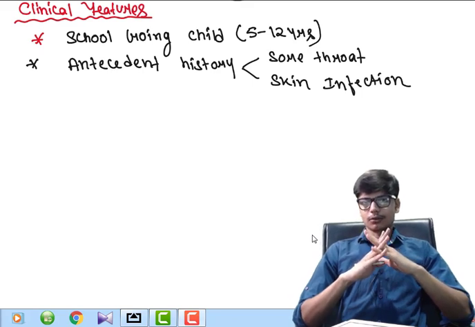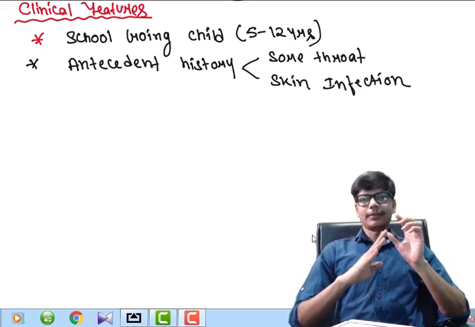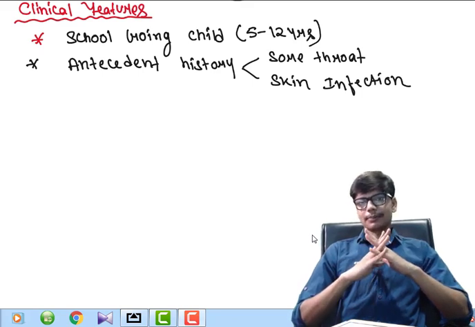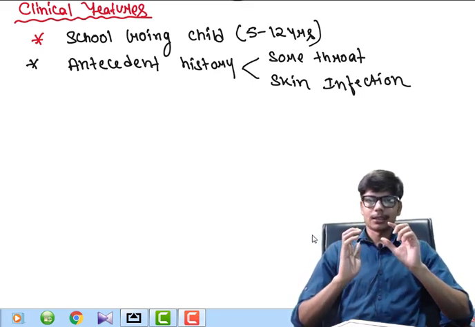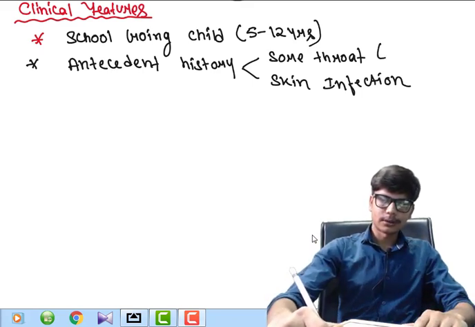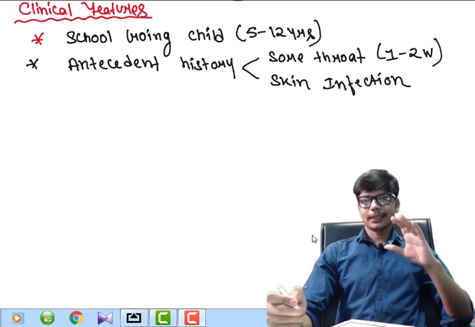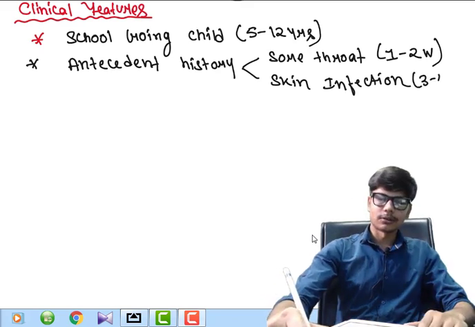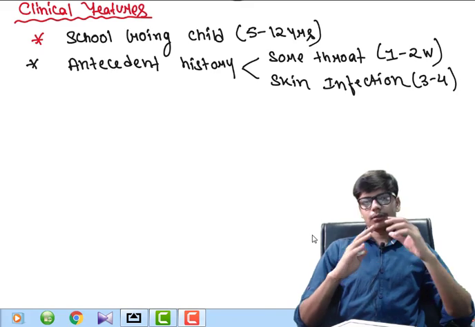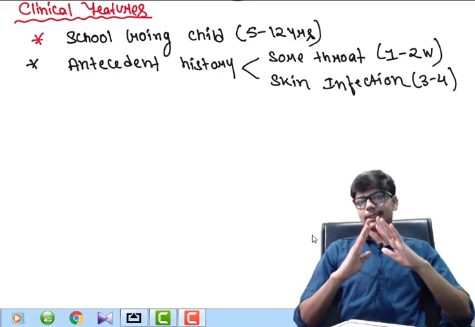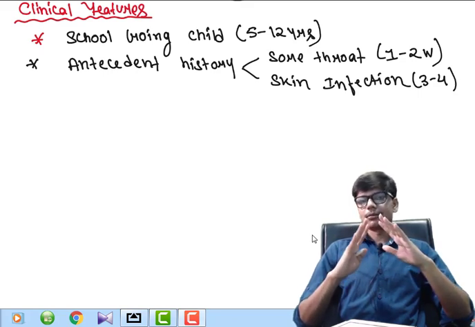When there is a history of sore throat, and after a gap there are signs and symptoms of APSGN, this gap is usually around 1 to 2 weeks. And when there is a skin infection followed by signs and symptoms of APSGN, there is usually a gap of 3 to 4 weeks. This is because a sore throat can initiate the immune response much more quickly than pyoderma or skin infection. So usually in skin infection there is a longer gap as compared to sore throat.